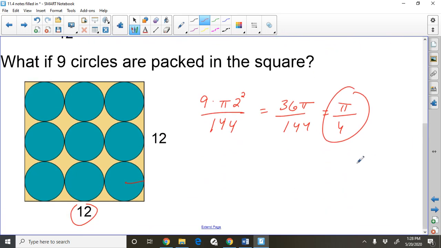This is called the circle packing efficiency of a square. If you pack circles exactly edge to edge and edge to edge of the square, they will fill 78.5% of the square every time, no matter how many circles there are.